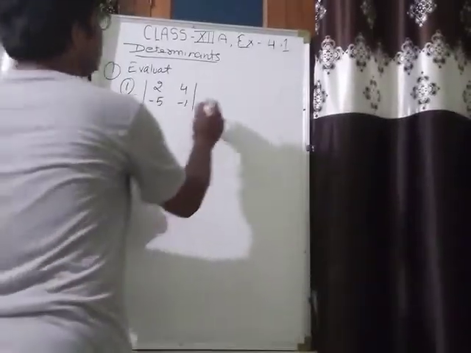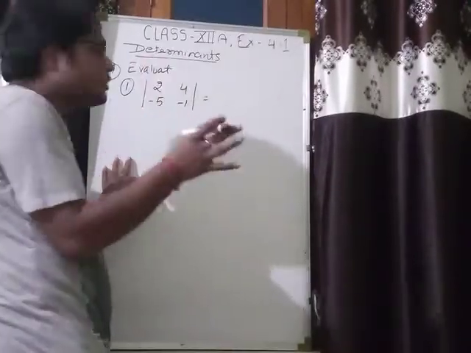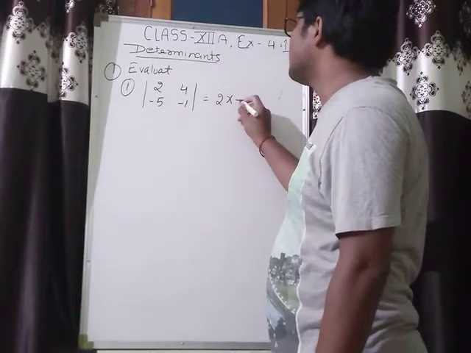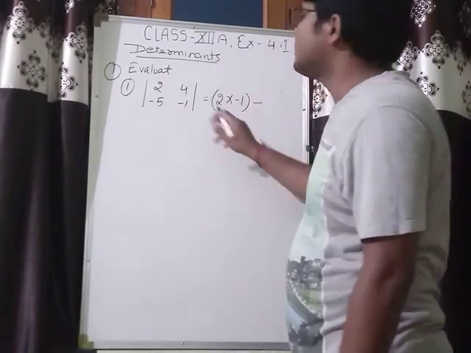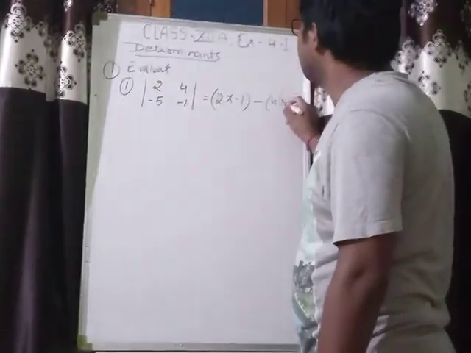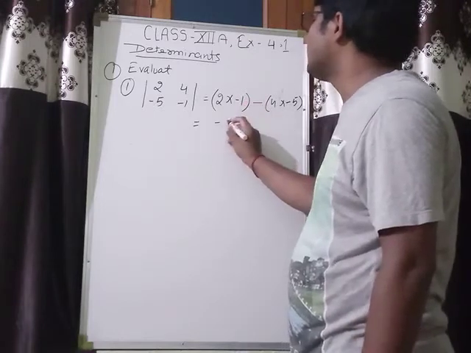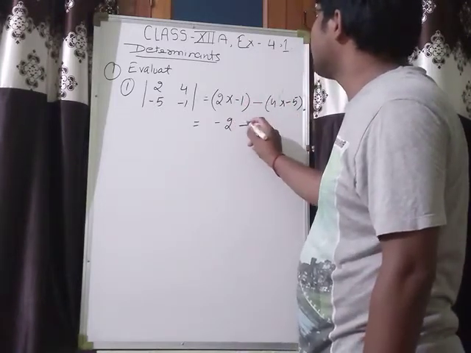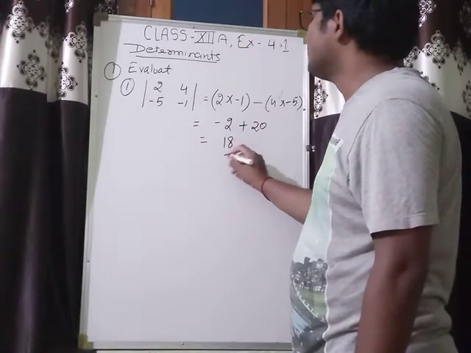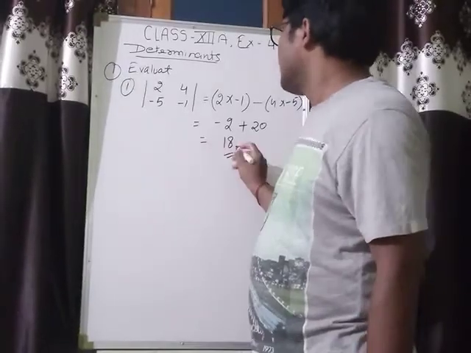That is equal to the product of diagonal entries. Its diagonal entries are 2 and minus 1, so 2 into minus 1, minus the product of off diagonal entries, meaning 4 into minus 5. So it will be equal to 2 into minus 1, that is minus 2, and this is minus minus plus 4 5 are 20, and 20 minus 2, that is 18. So the determinant of this matrix is 18.